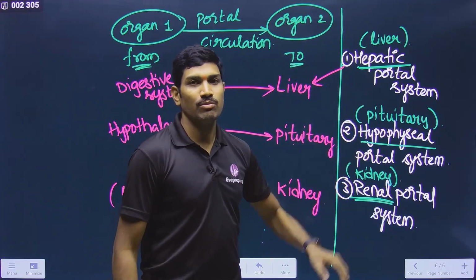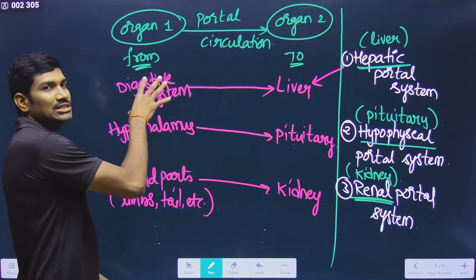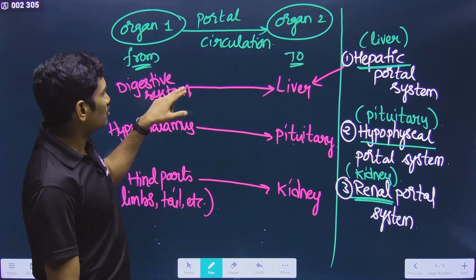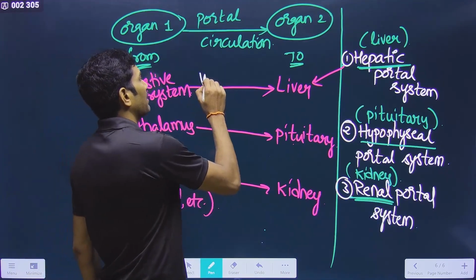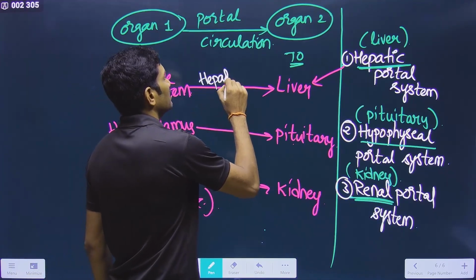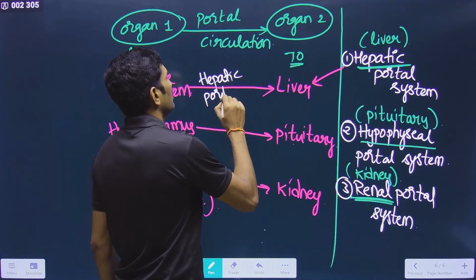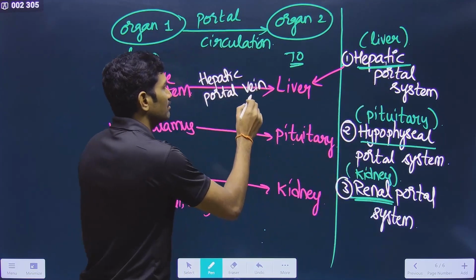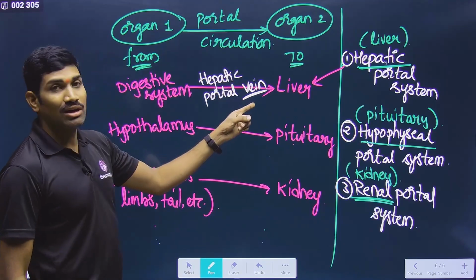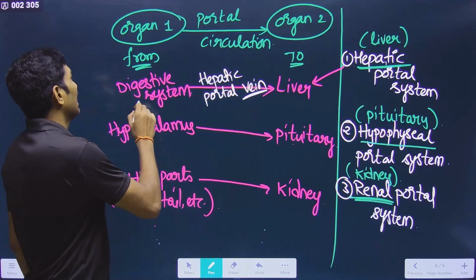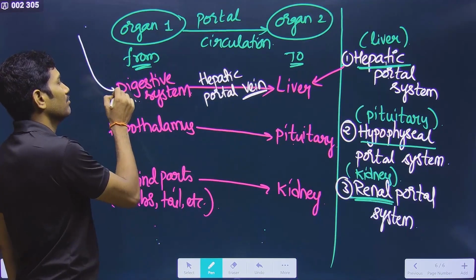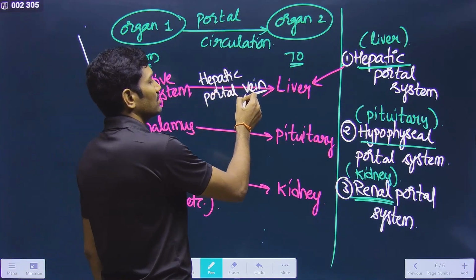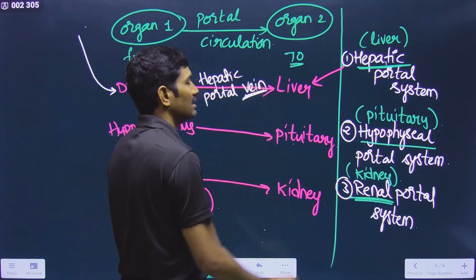In the hepatic portal system, the blood from the digestive system is coming to the liver. Here there is a vein called the hepatic portal vein. You already know this name, hepatic portal; simply add the term vein. Please remember it is not called an artery, it is called a vein only, because it is already getting blood directly from the heart, and from this blood is going to this. So that's why this is considered a vein only.